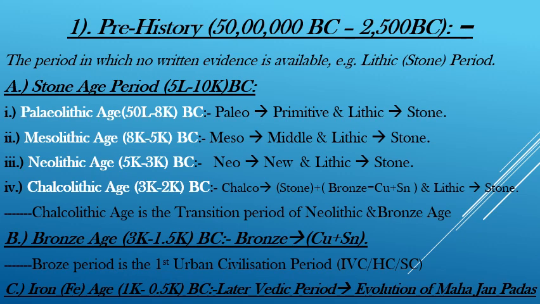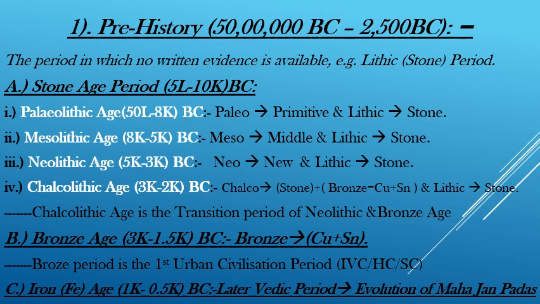Chalcolithic is the combination of two periods, the Stone Age and the Bronze Age. It is the transition period between the Stone Age and the Bronze Age, known as the Chalcolithic age. Chalco means copper and tin, and lithic means stone. The Chalcolithic age is the transition period of the Neolithic age, in which new things evolved, such as the discovery of copper and tin. A new alloy was made with copper and tin, that is bronze. And second is the Bronze Age, which begins with 3000 BC to 1500 BC.